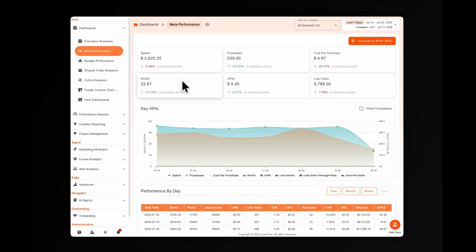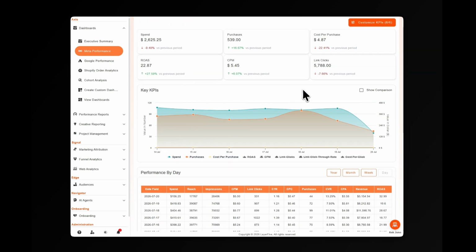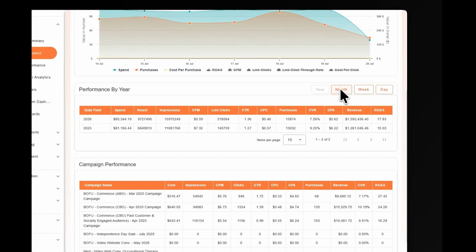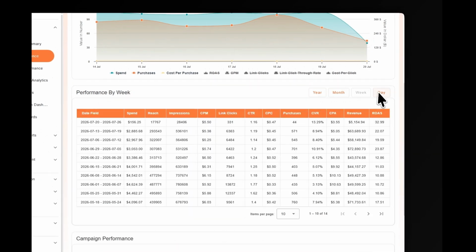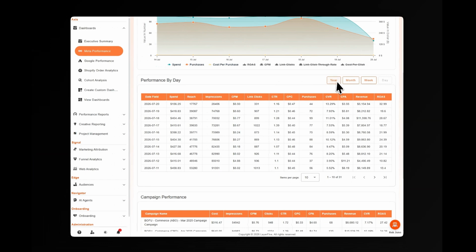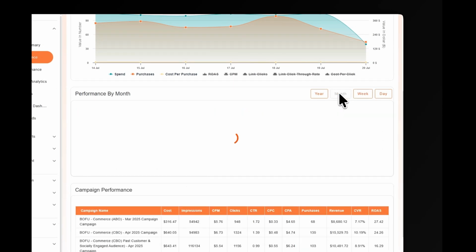The Key KPIs trend chart plots your selected metrics over time with daily granularity, so you can spot when a metric started moving, not just that it moved. Below that, performance by time switches the table between year, month, week, and day views. Use daily granularity when you're diagnosing a sudden change, and weekly or monthly when you're reporting a trend.